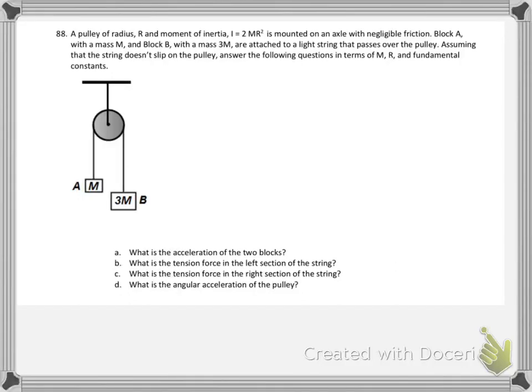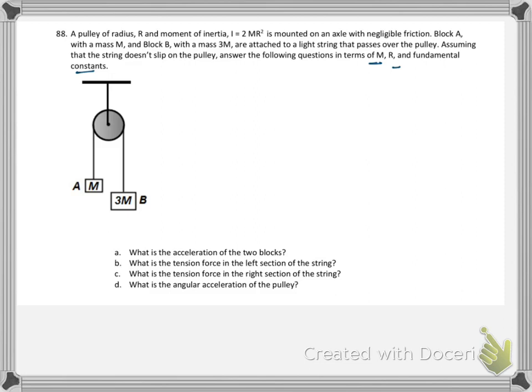Number 88, a pulley of radius r and a moment of inertia 2mr squared is mounted on an axle with negligible friction. Block A with mass m and block B with mass 3m are attached to a light string that passes over the pulley. Assuming that the string doesn't slip on the pulley, answer the following questions. We have to express answers in terms of m, r, and fundamental constants. So for A, what is the acceleration of the two blocks?